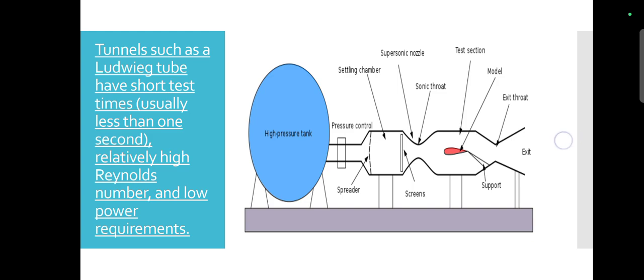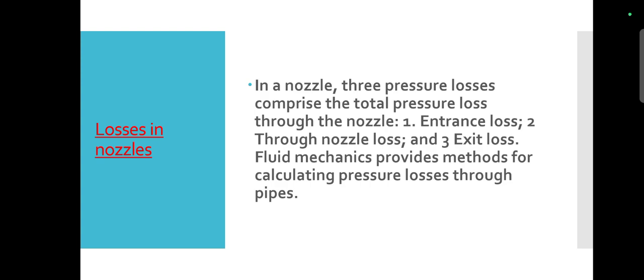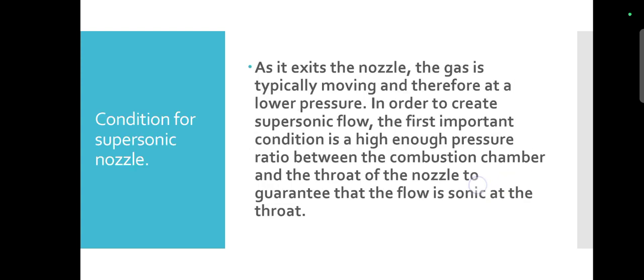Nozzle. Losses in nozzle. In nozzle, three pressure losses comprise the total pressure loss through the nozzle: entrance loss, through nozzle loss, and exit loss. Fluid mechanics provides methods for calculating pressure losses through pipes. And condition for supersonic nozzle.